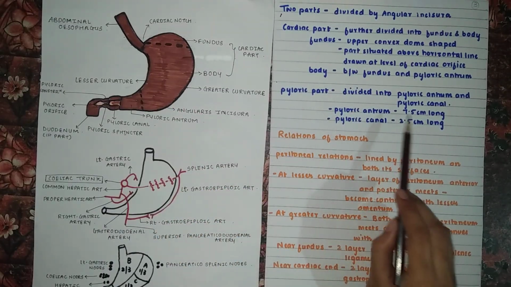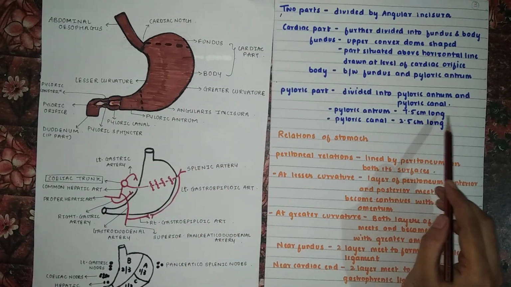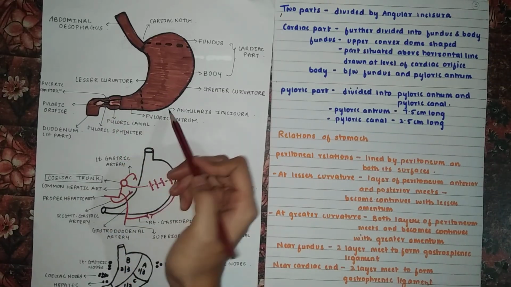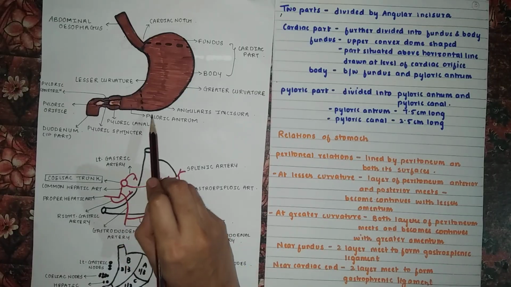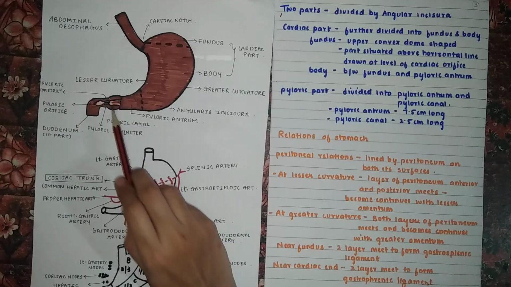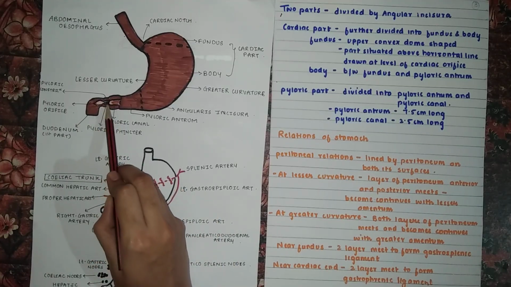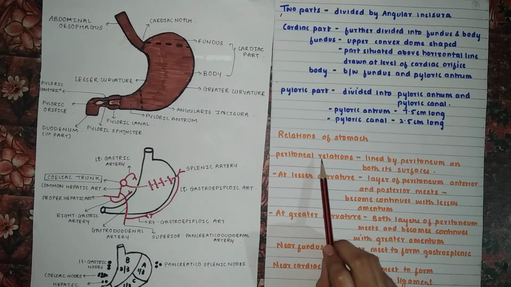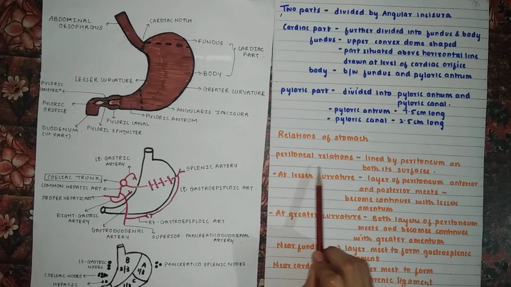Pyloric part is divided into pyloric antrum and pyloric canal. This is pyloric antrum and this is pyloric canal. So pyloric antrum is 7.5 cm long and pyloric canal is 2.5 cm long. This is the pyloric sphincter and this is the pyloric constrictor. This is the pyloric orifice.